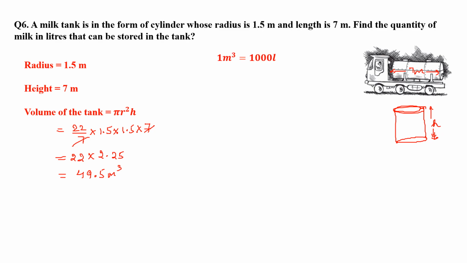But I have to give my answer in liters. So I know that 1 meter cube is 1000 liter. So I have to multiply 49.5 with 1000, and this will give my answer in liters. So it will be 49,500 liters. So the quantity of milk in liters will be 49,500.